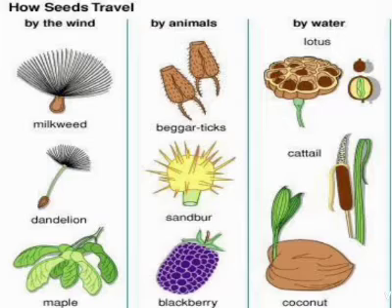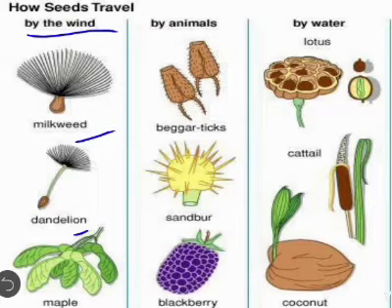Some plants like drumsticks and maples have winged seeds which are carried by wind. The seeds of other plants like milkweed, silk cotton, and devil's tree have tufts of hair which help them to ride on the wind. So this is dispersal of seed by wind.